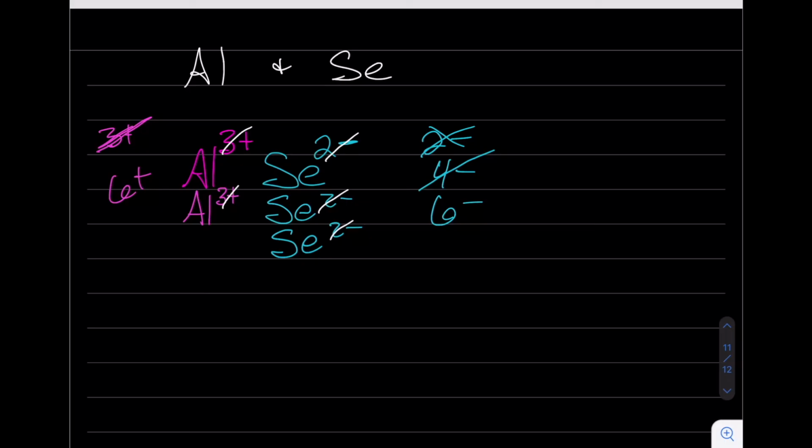And we're going to write our formula. Our formula has Als and Ses in it. It has 1, 2 Als and 1, 2, 3 Ses. So there you go. That's how you write formulas. If you're comfortable writing ions, and if you're careful and calm, this is pretty easy.